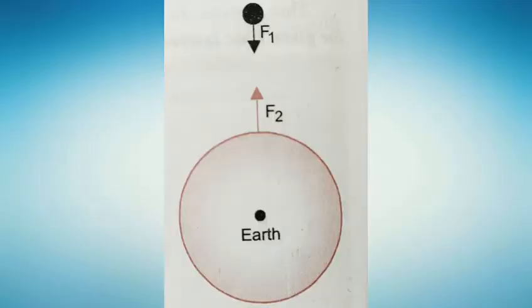The next example is when a ball falls toward the earth. The earth exerts a force F1 on the ball to attract the ball towards its center. On the other hand, the ball exerts a force F2 on the earth to move the earth upwards. These two forces are equal in magnitude and opposite in direction and form the action-reaction pair. Dear students, the upward acceleration of the earth is not noticed because the mass of the earth is very large.